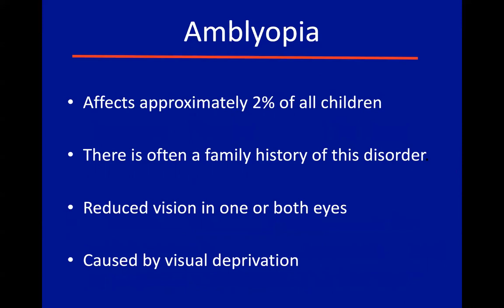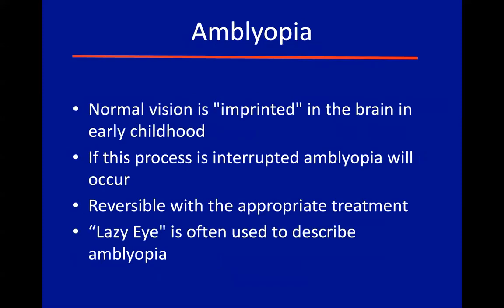It occurs in about 2% of all children. There's often a family history of this disorder. There's a reduced vision in one or both eyes. And just remember, this is the most important sentence, caused by visual deprivation. We did not send enough stimuli. The normal vision is usually imprinted in the brain in early childhood. I showed you the nice graph. Go back to it again.